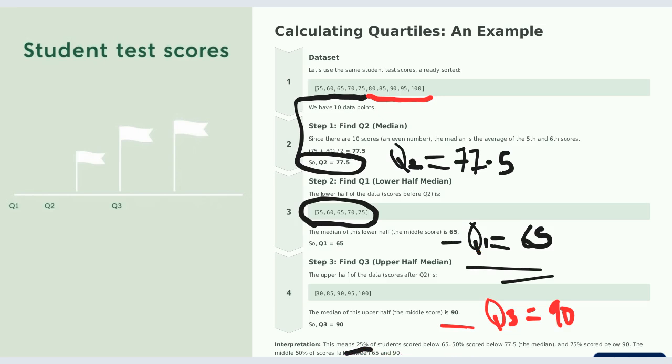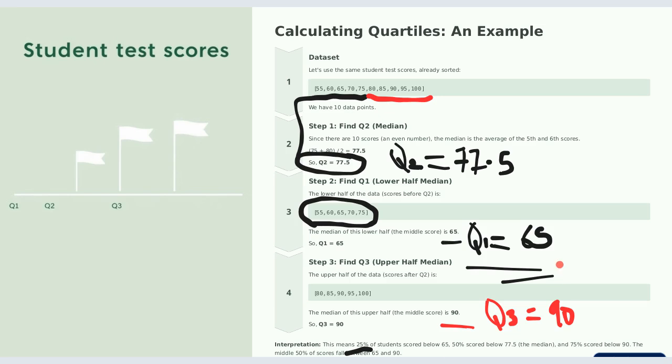So here, 25% of students scored 65 and below, or below 65. 50% scored below 77.5, which is the median. Then 75% scored below 90. So the middle 50% of scores fall between 65 and 90. Okay, that's the interpretation. Q1, the first quartile, is 25% of 100. That's P25. So we have P25, P50, P75.